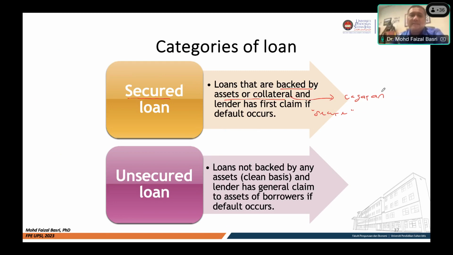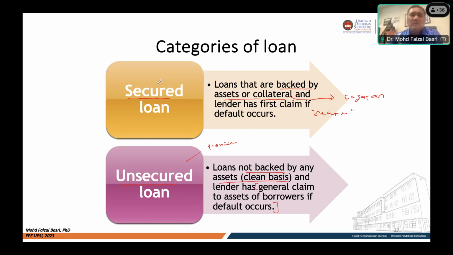Unlike the second part, which is the unsecured loan. Unsecured loans are not backed by any assets, or in this slide it is written as clean basis. And the lender has general claims to assets of borrowers if default occurs. General claim means claims on other assets apart from those included in the loan, but there are certain conditions before they can claim on the other types of assets. Usually the unsecured loan will be backed by a promise only. So the borrower promises to pay back, but without any security or collateral.